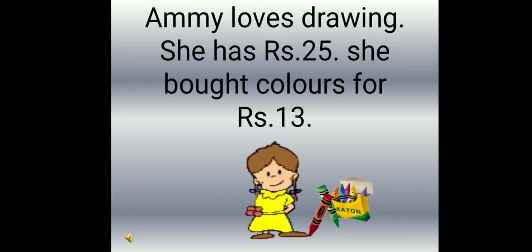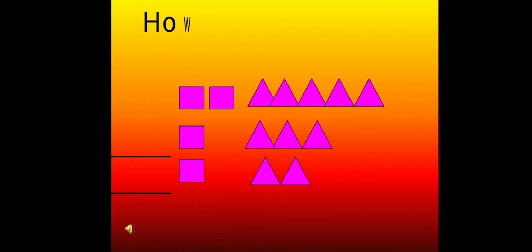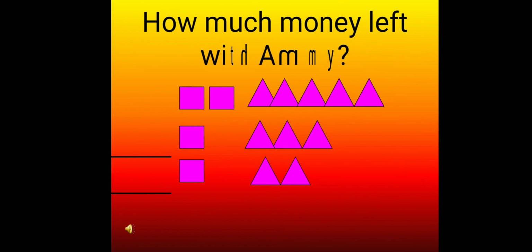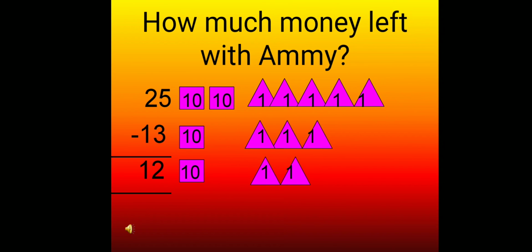Now, in this picture, there is a girl with her colored pencils. She loves drawing very much and her name is Amy. Amy loves drawing. She has ₹25. She bought the colors for ₹13. Now we have to find the money left with Amy.